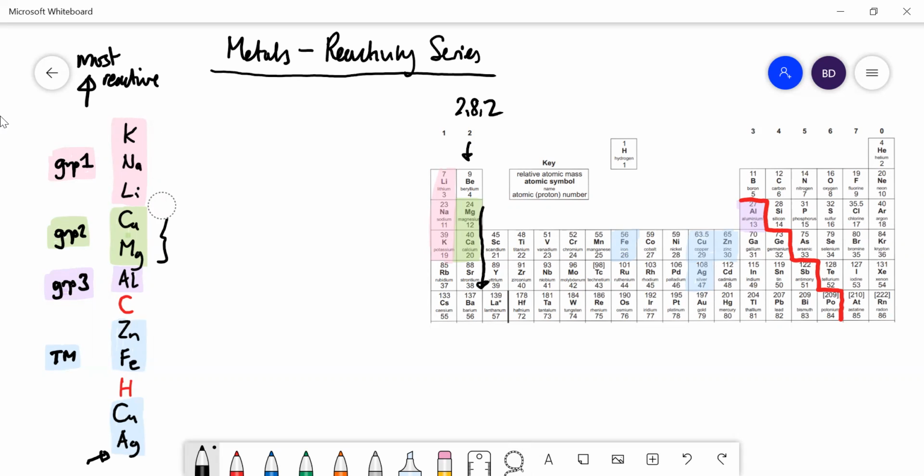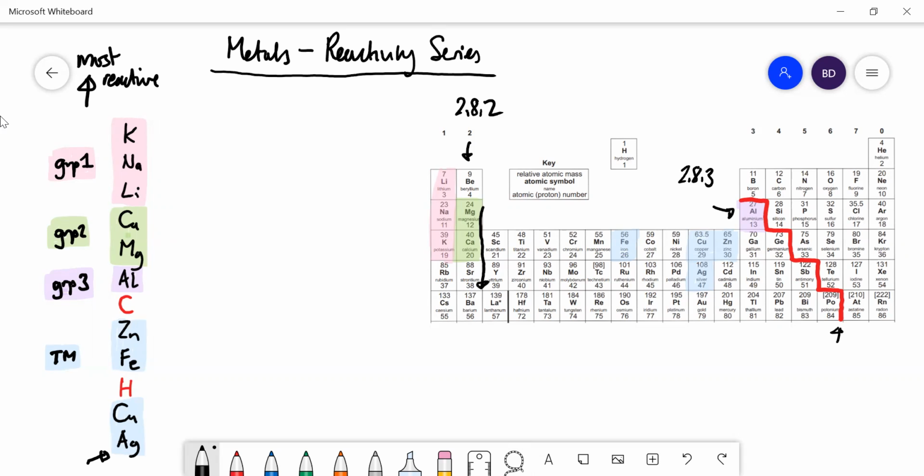Aluminium is in group 3 over here. So that's 2,8,3, so it's going to lose 3 electrons, which is a bit more difficult than losing 1 or 2. Aluminium is less reactive than the group 1 and 2 metals. It's still fairly reactive though. And it's right next to this red staircase line, which of course separates the metals on the left from the non-metal elements on the right.